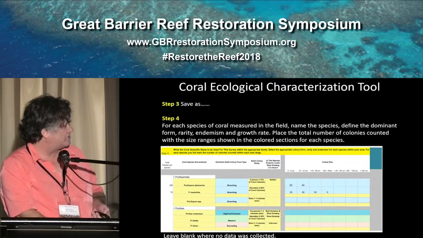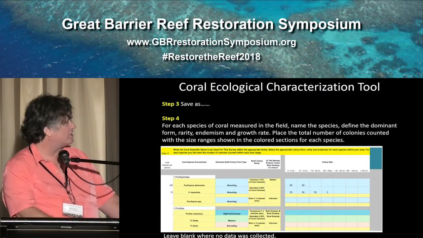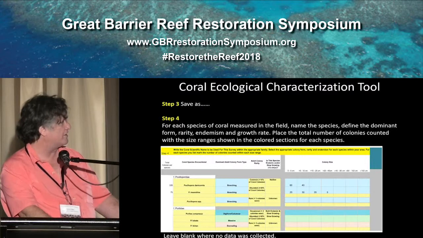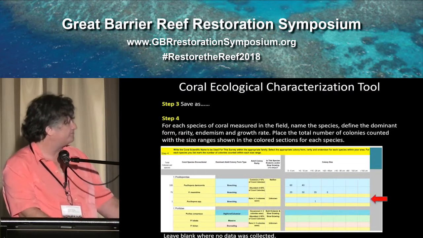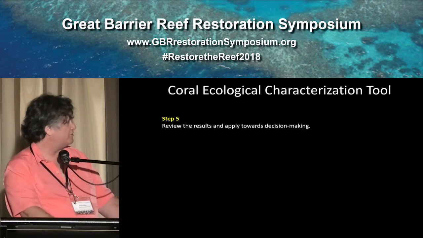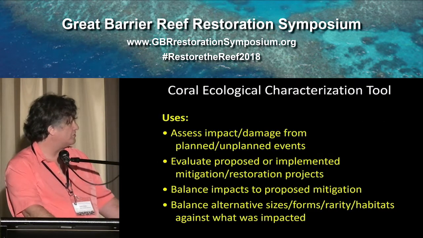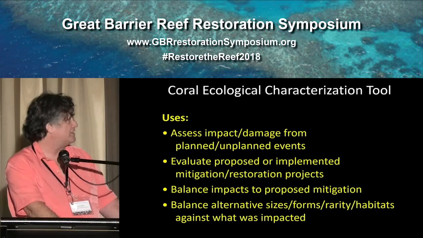You answer a question from a pull-down menu about rarity, and you answer a question about endemism and slow growth, and that's it. And then all you have to do is put in the numbers from the corals you counted, based on those size ranges. And after you're done, it will give you its results, and you can use those results. And these are the ways we use it.